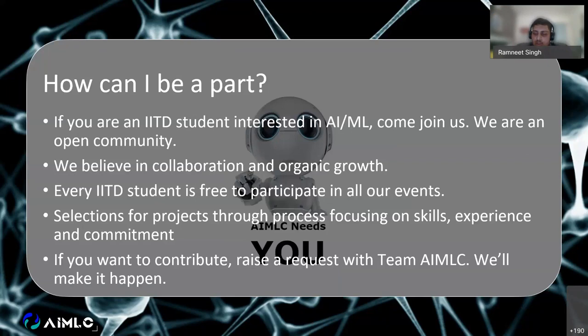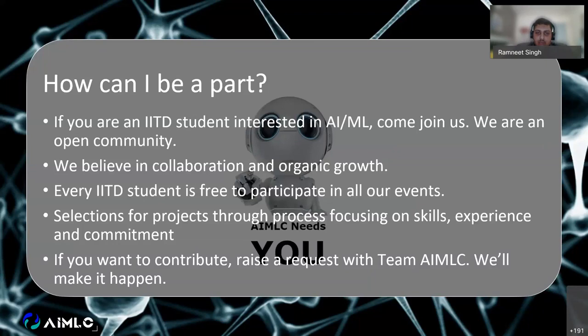Now, a question you can ask is how are you going to manage projects? The answer is that for any development projects or projects for IIT Delhi that we take up, we're going to float a form, and anyone who's interested in working on those projects with us can fill the form, and then you can come and work together with us on those projects.